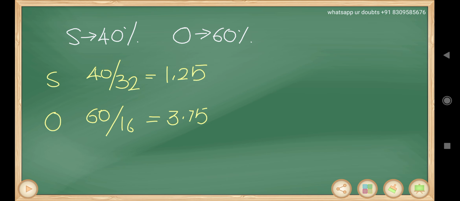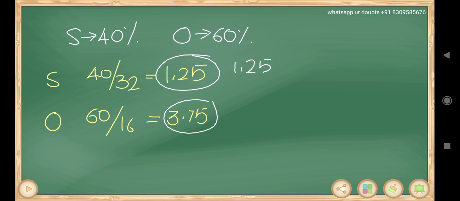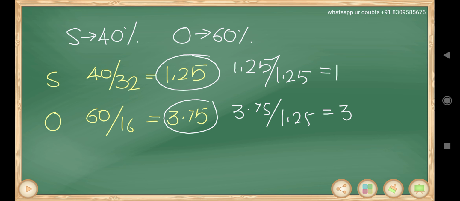Next step, just divide these numbers by the least number. The least number is 1.25. So you are actually finding the ratio. 3.75 divided by 1.25 is equal to 3. So the compound is 1 sulfur, 3 oxygens, it is SO3.